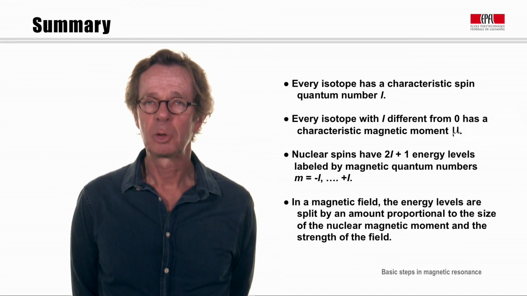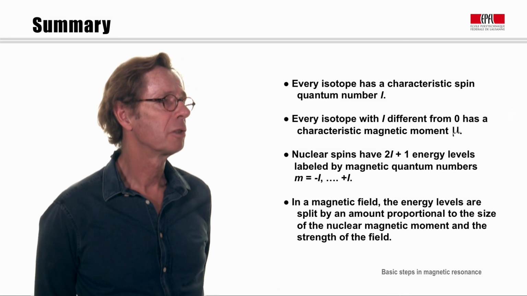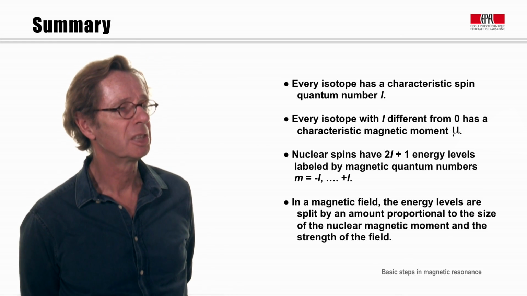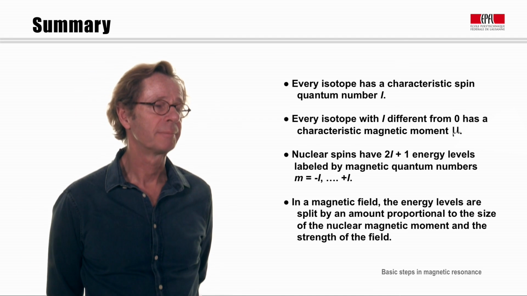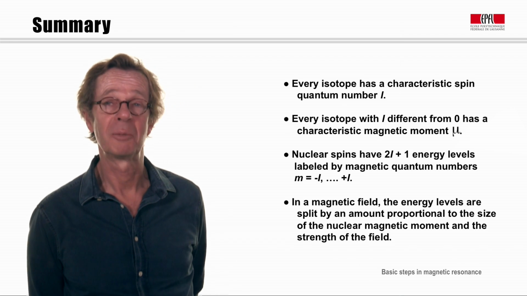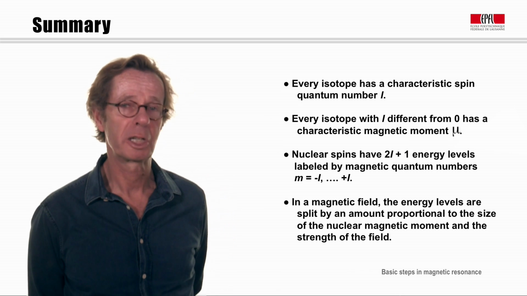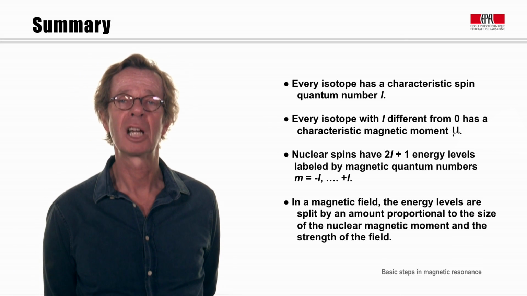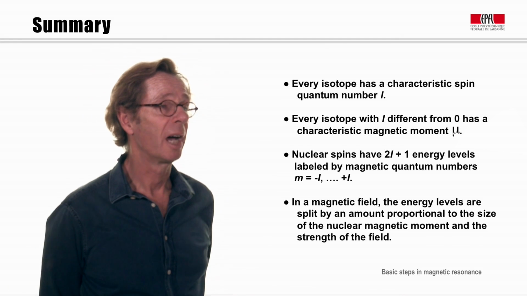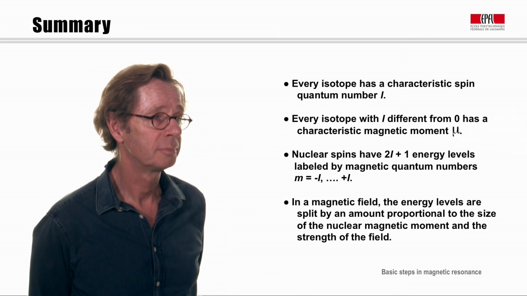So let's attempt to summarize the main points of the introductory chapter. First of all, every isotope in the periodic table has a characteristic spin quantum number I. Some isotopes have I equals 0, in which case it is just impossible to do NMR. This is the case for carbon-12, and the only way to rescue the situation is by replacing the carbon-12 with carbon-13.